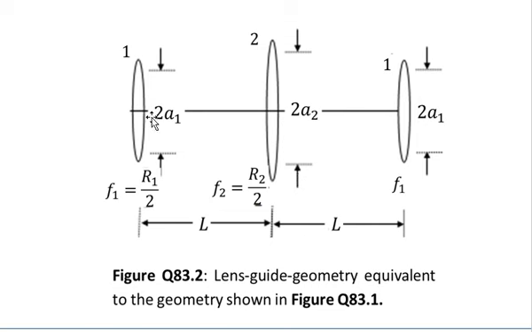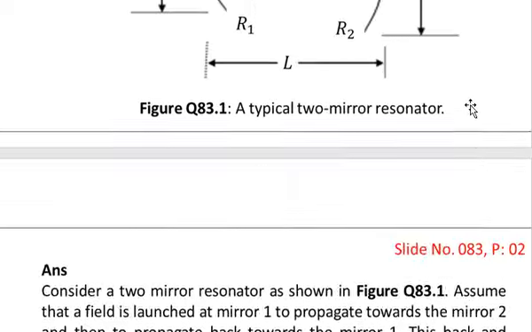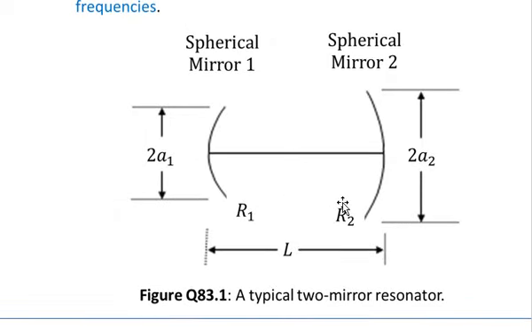L is the separation between 1 and 2, and then from 2 to 1 on the right hand side we have the same separation equal to L. So actually this forms one round trip. When the light travels from lens 1 to lens 2 in this lens guide geometry, then of course it will complete one round trip as suggested in this figure.